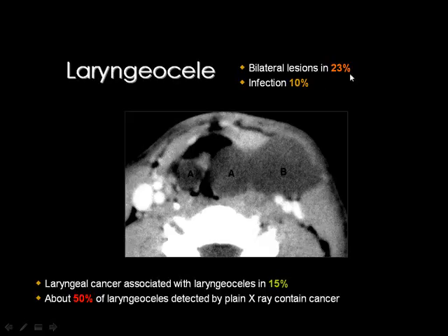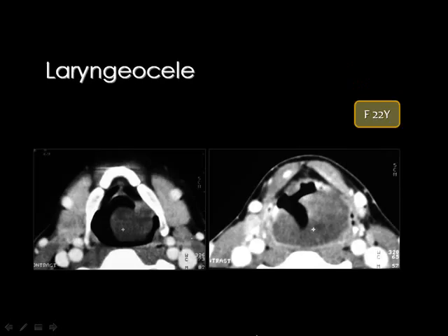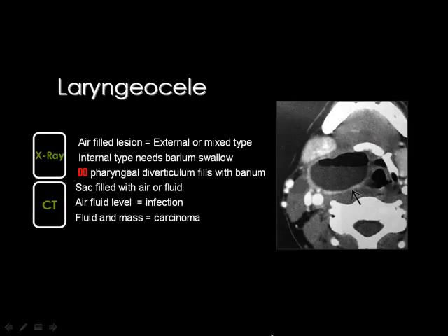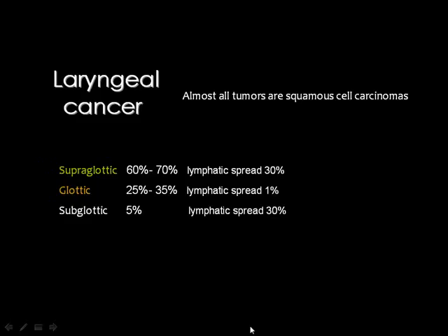And bilateral laryngoceles occur in this percentage of patients. Secondary infection may occur in 10%, and in 15% the laryngoceles may be complicated by laryngeal cancer. And this is a large fluid-filled laryngocele or saccular cyst, which is located inside the larynx. This is an infected laryngocele with air fluid level on the right side of the larynx.